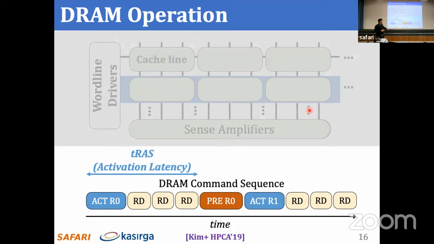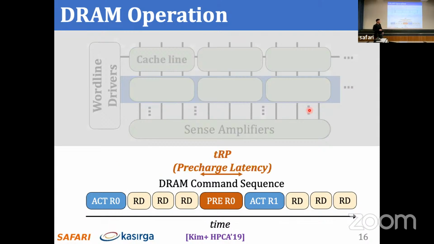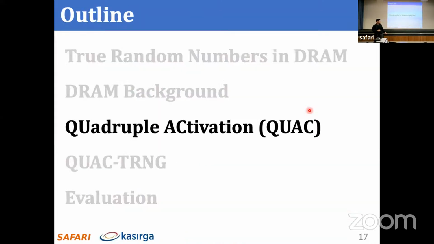So key timing parameters here that we need to obey to allow correct DRAM operation is TRAS. It dictates the time we need to wait between an activate command and a pre-charge command to the same bank. TRP is also called pre-charge latency. It's the delay between pre-charge and activate commands.